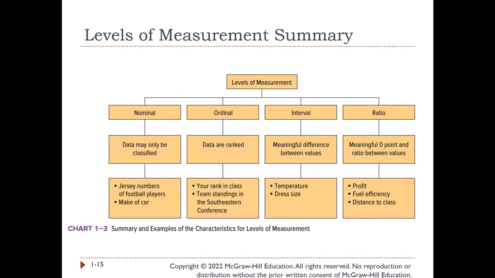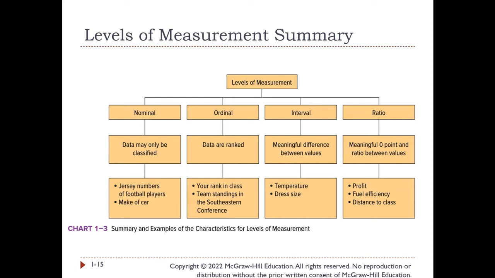Here's our chart. Again, going from the lowest on the left to the highest on the right, we have nominal, ordinal, interval, and ratio, which we're all going to get into a lot more in this course. Again, big keys: nominal, data may only be classified, so jersey numbers of football players, make of car. Again, a lot of qualitative. Ordinal, again, data is ranked: your ranking in class, team standings in the Southeastern Conference.